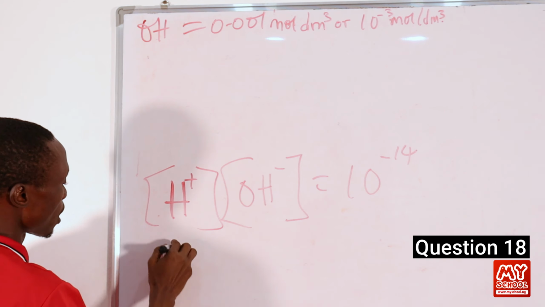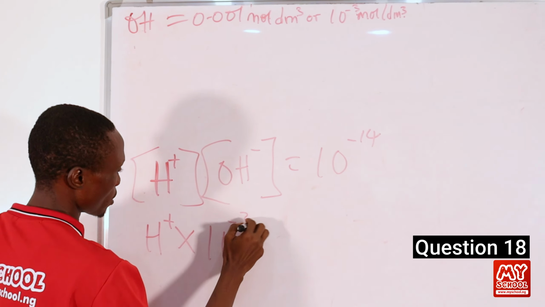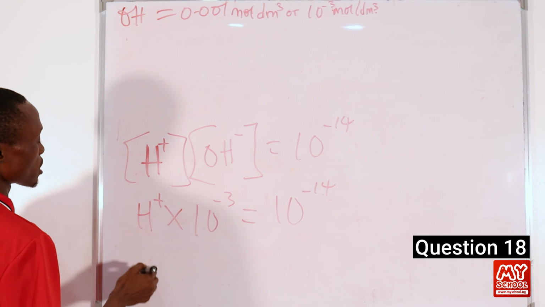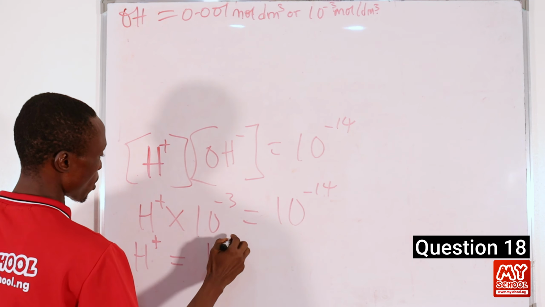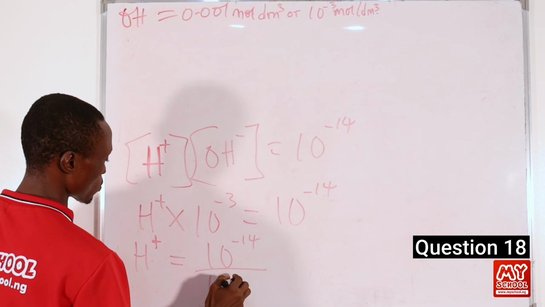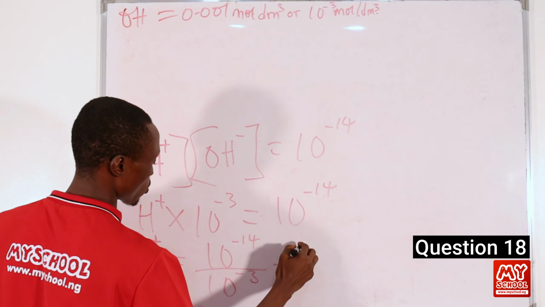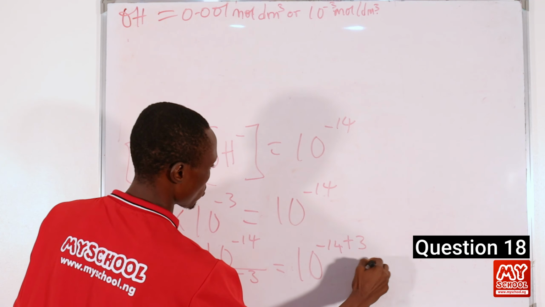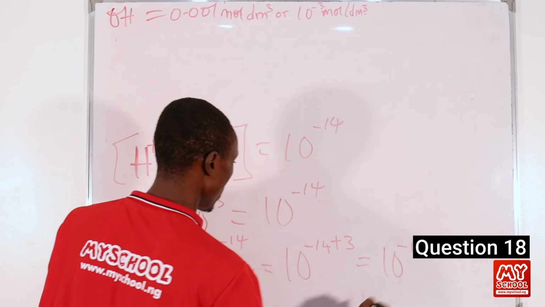So we just substitute: hydrogen ion times 10 raised to power minus 3 is equal to 10 raised to power minus 14. We divide both sides by the coefficient of hydrogen ion, so hydrogen ion is equal to 10 raised to power minus 14 divided by 10 raised to power minus 3. According to the law of indices, this becomes 10 raised to power minus 14 plus 3. So our answer becomes 10 raised to power minus 11.